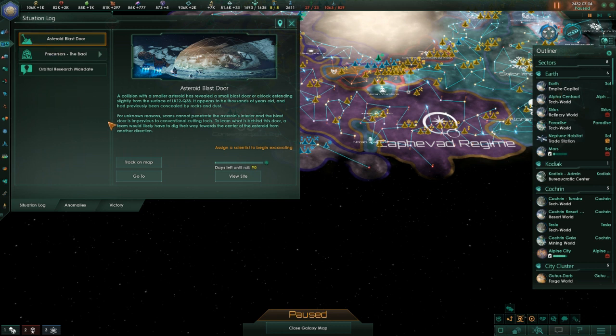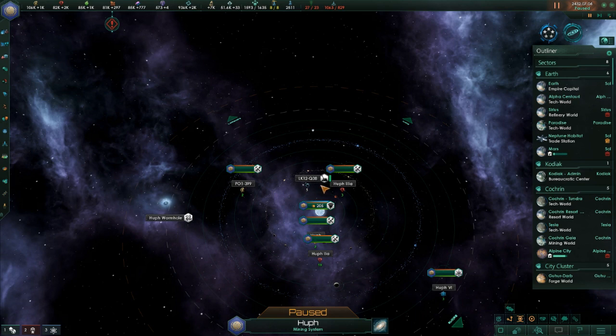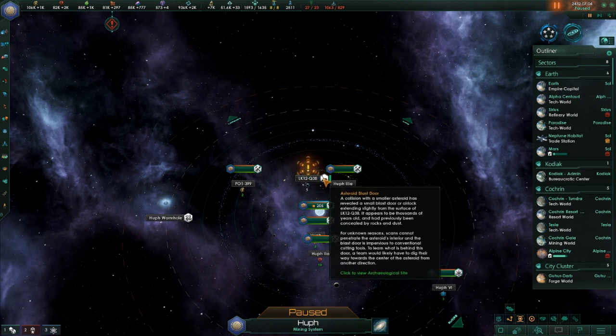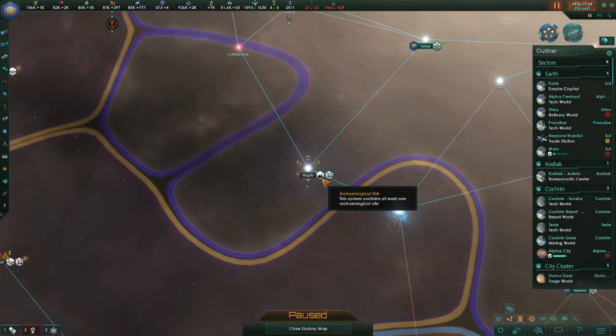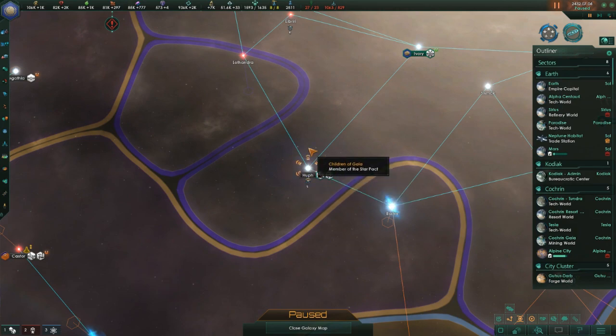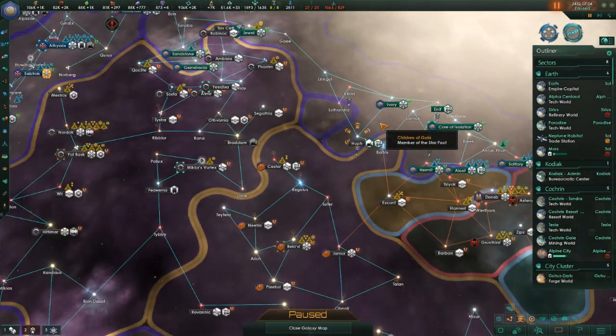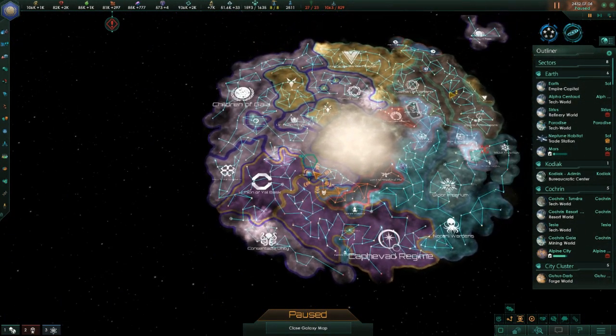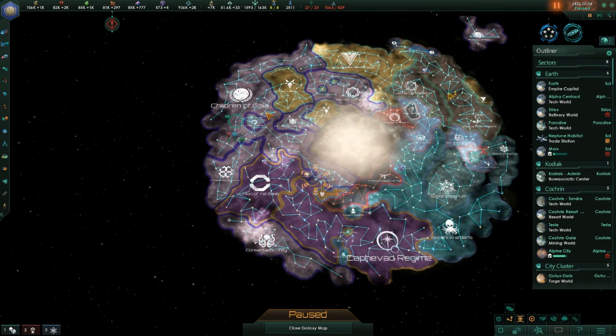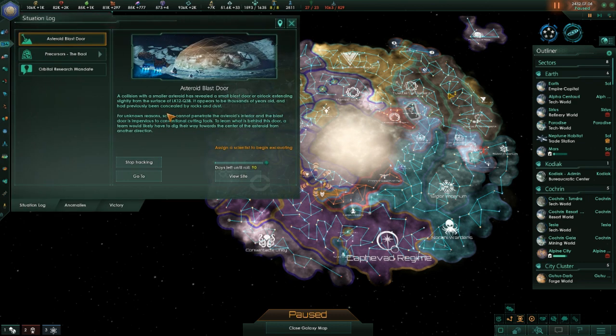Well, I can track it on the map, and then I can go to it. And there it is, right there. Asteroid Blast Door. There's my track symbol. And now I can see, oh, there it is. It's right there. Here's my empire. Here's this one little mission.